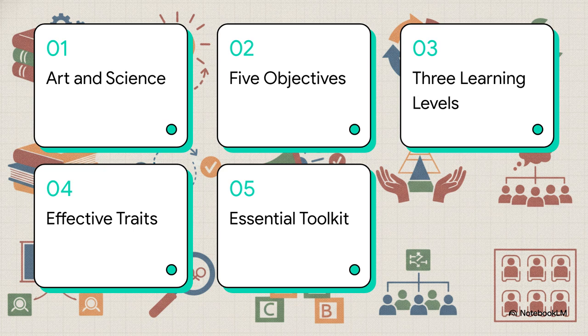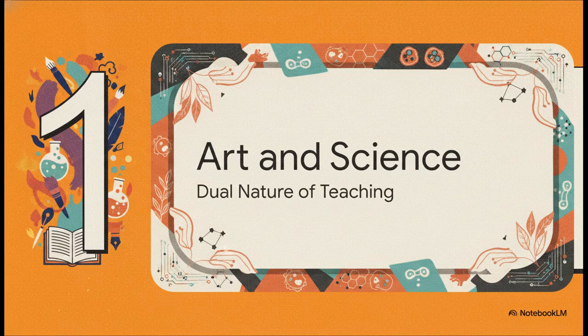We'll start with the art and science of teaching, move to the 5 objectives, climb the 3 learning levels, explore traits of effective teaching, and finally unpack the teacher's essential toolkit. Section 1. The art and science.